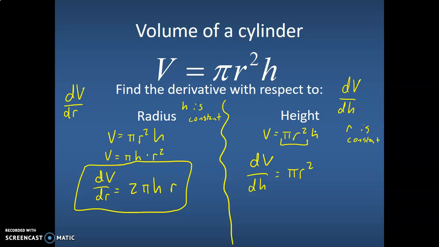Since the derivative of h, I would multiply by 1, drop the exponent down to 0, so it's going to go away. So the derivative of volume with respect to height would be pi r squared. So note that depending on what variable we take the derivative with respect to, will change our answers.